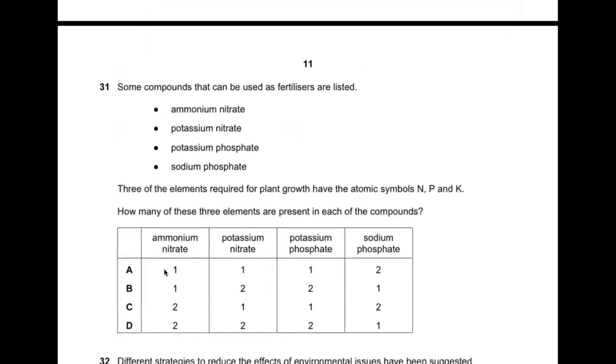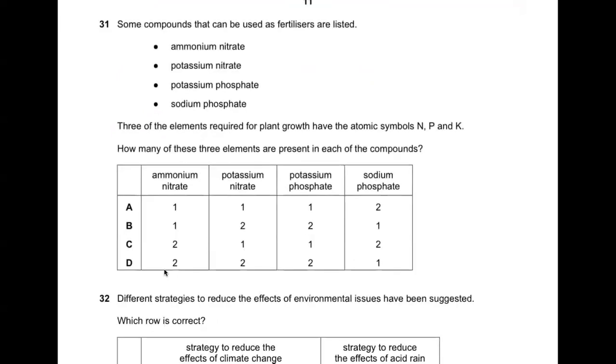Now, MCQ number 31, some compounds that can be used as a fertilizer are listed. Okay. So what are these? Ammonium nitrate, potassium nitrate, potassium phosphate, sodium nitrate. Three of the elements required for plant growth have atomic symbols N, P and K. How many of these three elements are present in each compound?